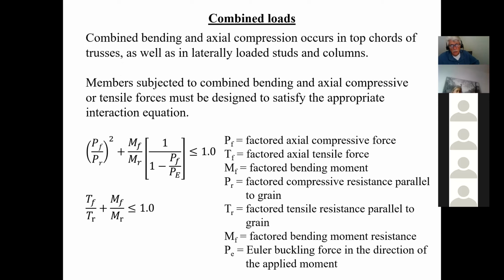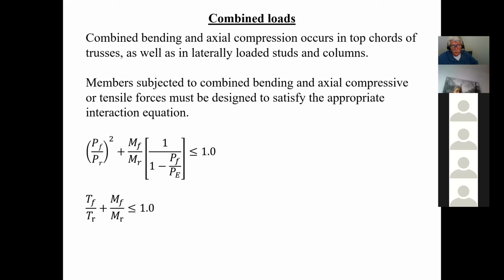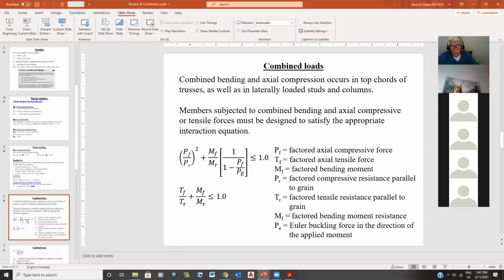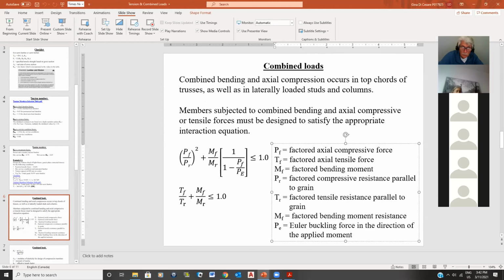You had two MFs. I had two MFs before? Okay, so here this should be MR. So this is wrong, I should go back and correct it. Sorry about that. You see what happens when you cut and paste, but I put factored bending resistance, so that's MR, right?